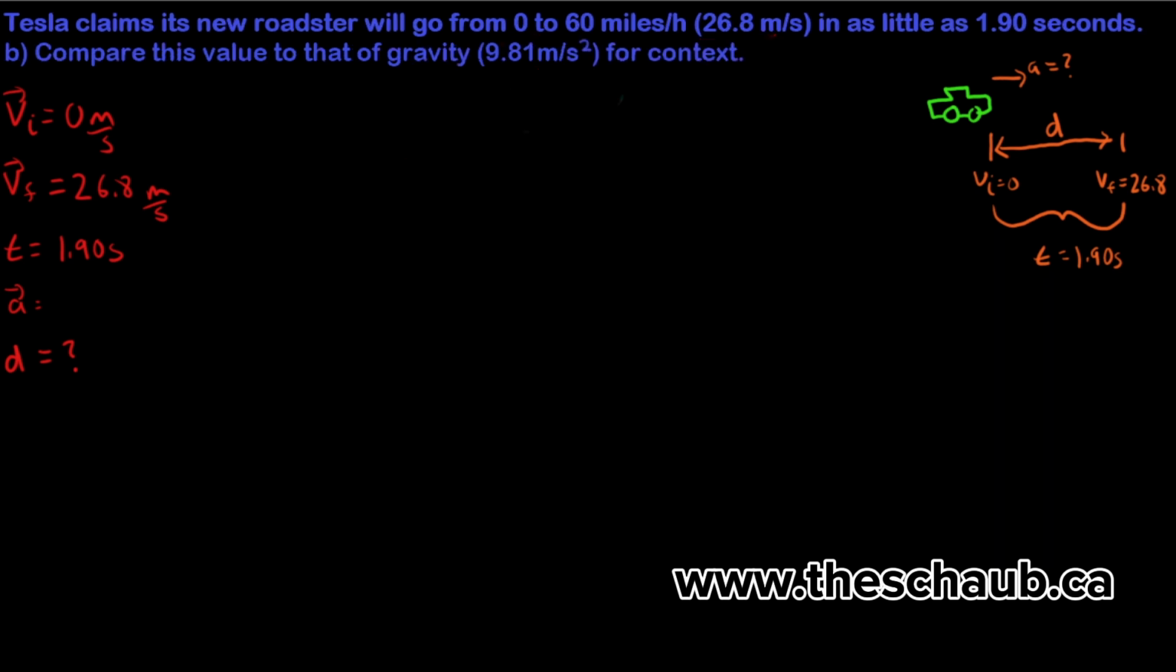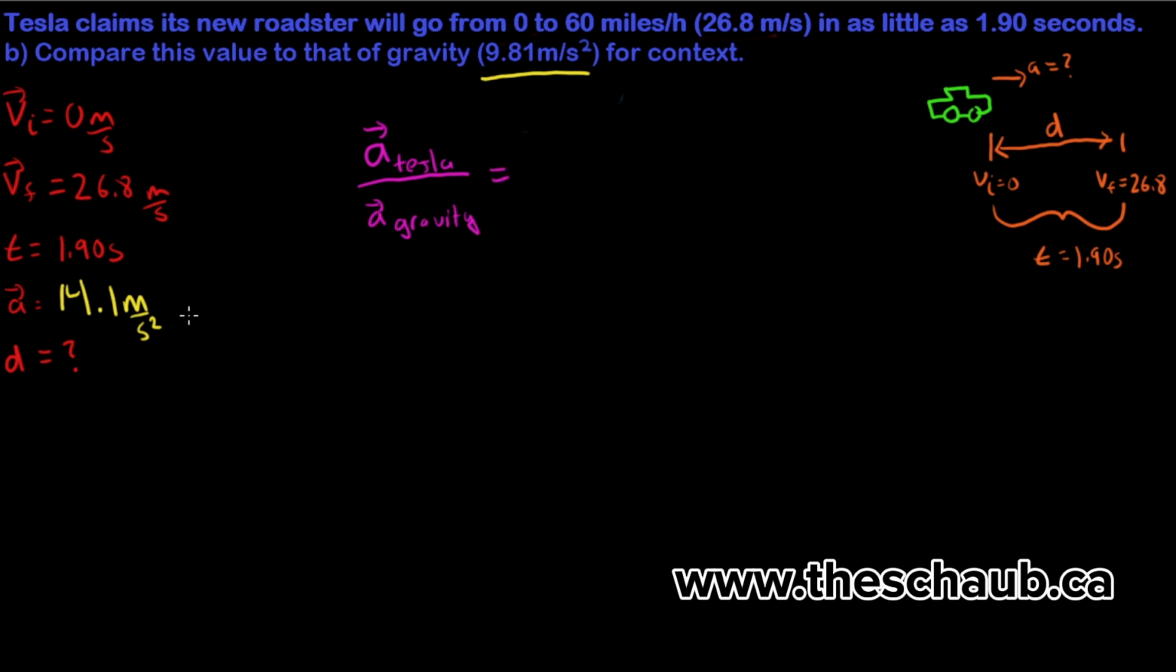In part B, we compare our value for the acceleration of the Tesla of 14.1 meters per second squared that we found in part A to the value for the acceleration of gravity. This will allow us to give the acceleration some context. To do this, we'll simply divide our acceleration that we found for our Tesla by the acceleration of gravity.